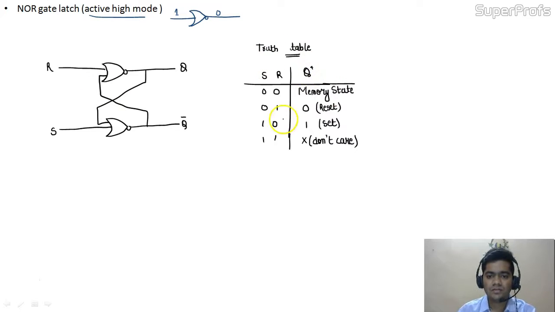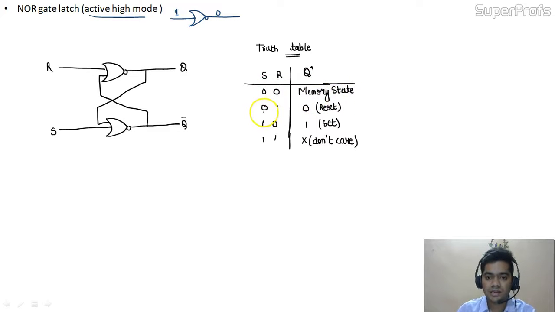Okay, so if we want to understand the working, we have to follow the same principle. That is, first keep S equals 0 and R equals 0. To check this condition, keep S equals 0 and R equals 0 and assume some past outputs, like Q equals 1, Q bar equals 0, or Q equals 0, Q bar equals 1.